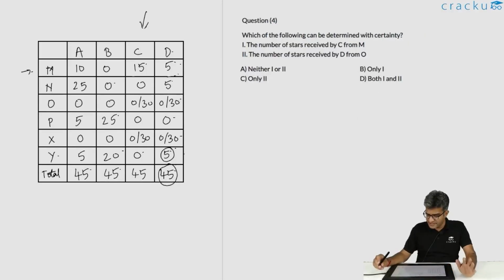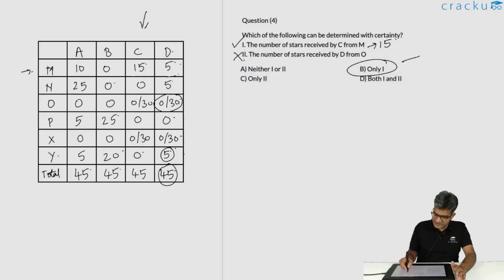Which of the following can be determined with certainty? The number of stars received by C from M. C received 15 stars from M, so this can be determined with certainty. The number of stars received by D from O. The number of stars D received from O is either 0 or 30. We can't say which one it is for sure, so this cannot be determined. So only one can be determined with certainty.